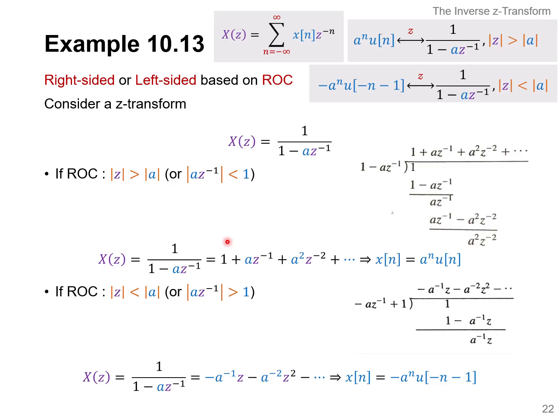So the same z transform can produce a right-sided or left-sided signal. The ROC tells us which one is correct.